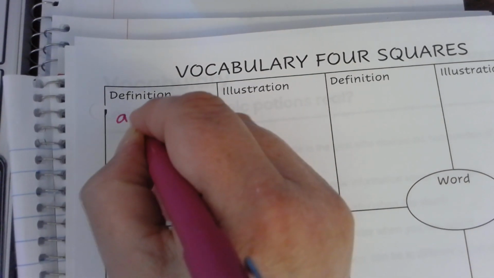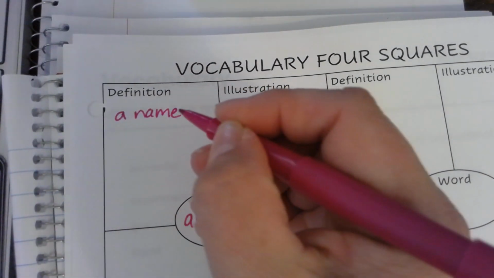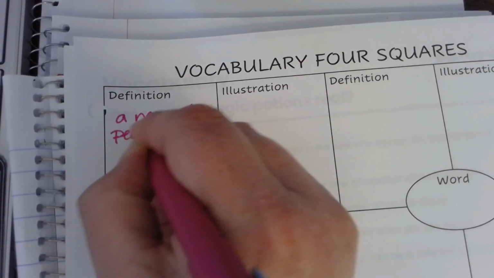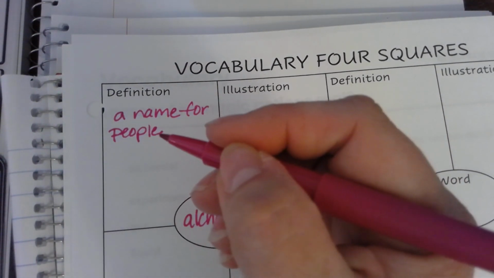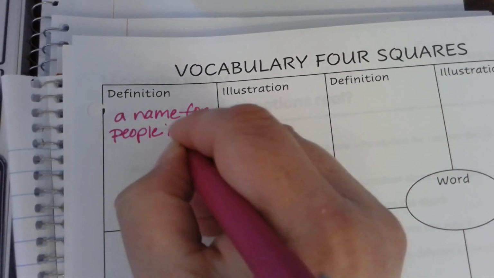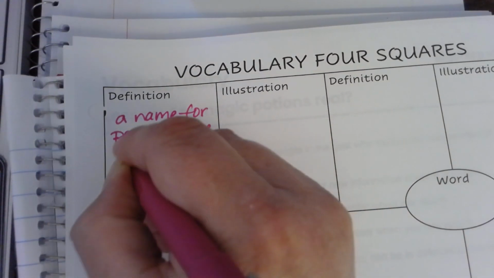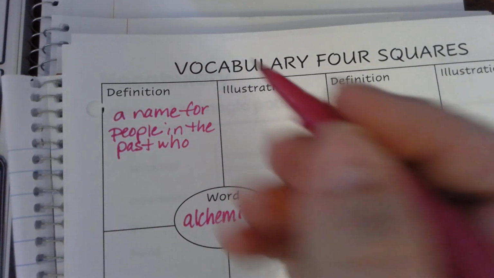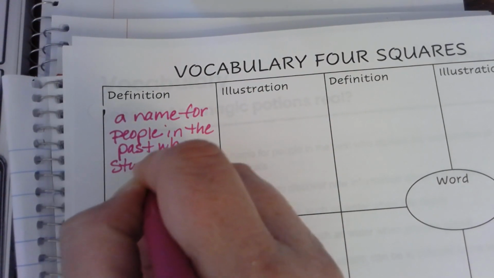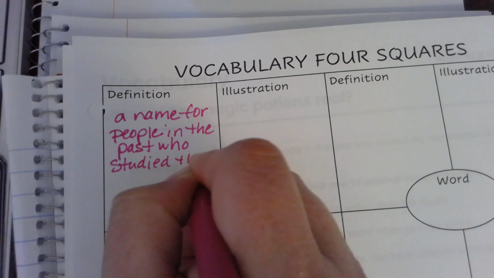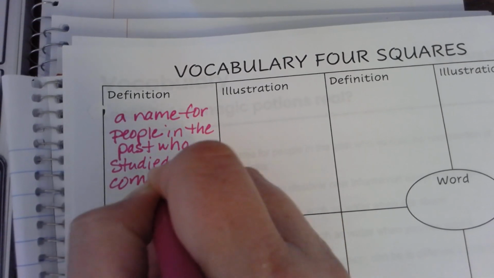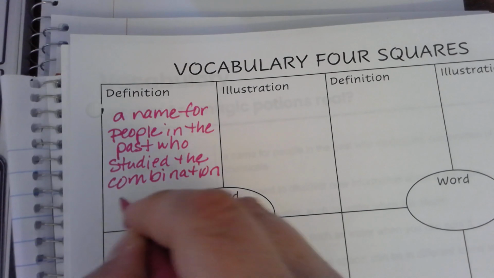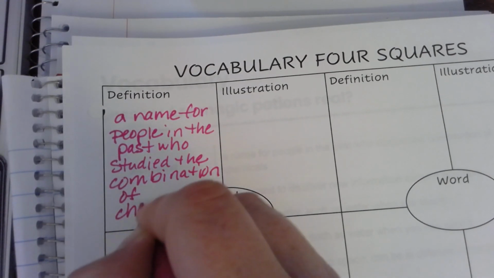So you should have your own copy, or you can look up here. I'm going to write down my definition: a name for people in the past who studied the combination of chemicals. That's enough.